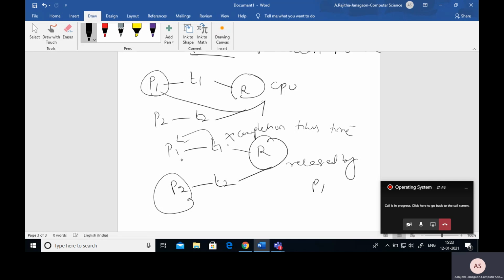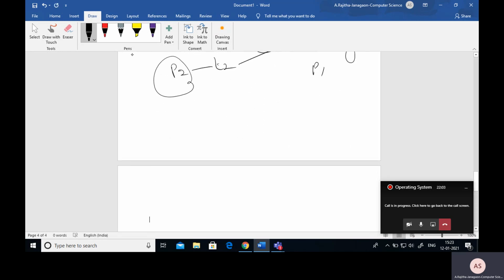So two processes are executing, that means two processes finish their execution. That means preemption prevents the deadlock. That is the next one. And the third necessary condition, that is hold and wait.